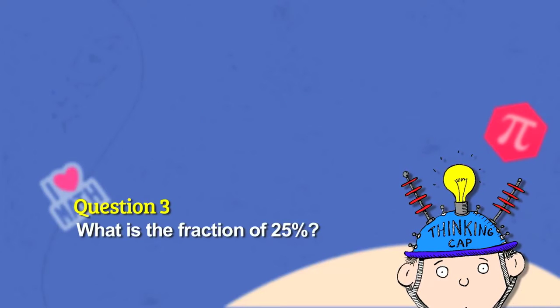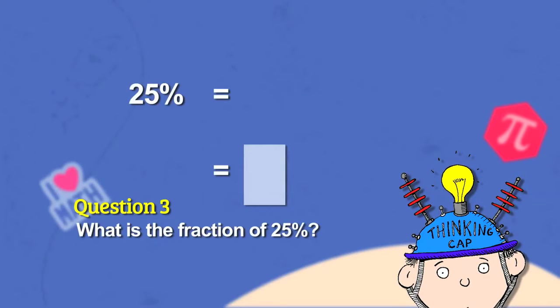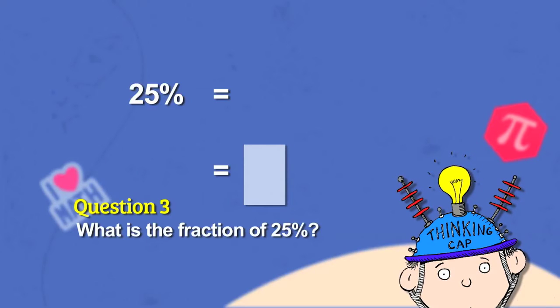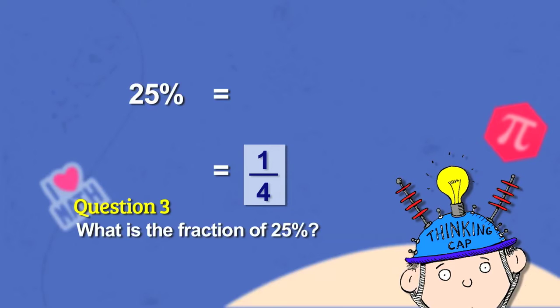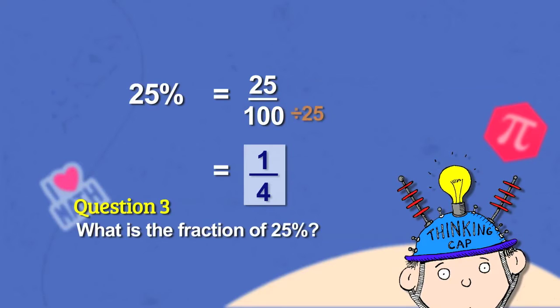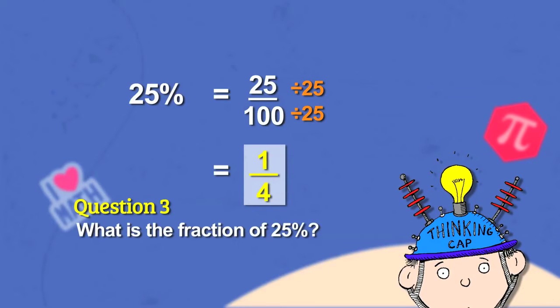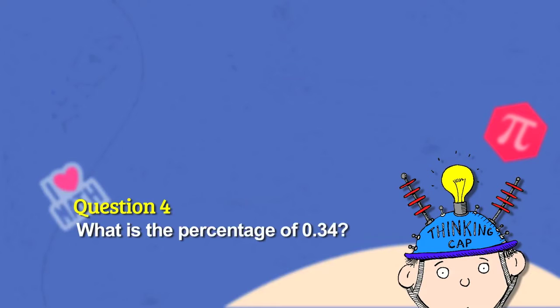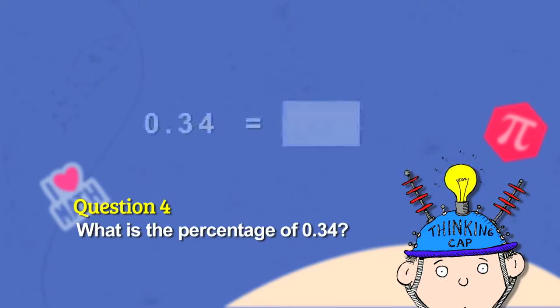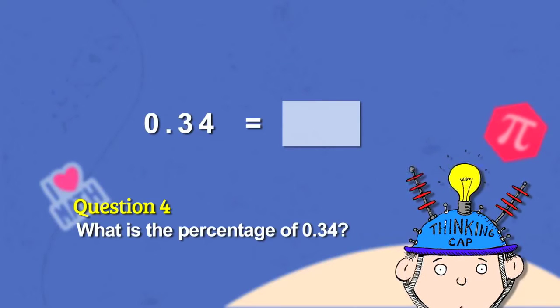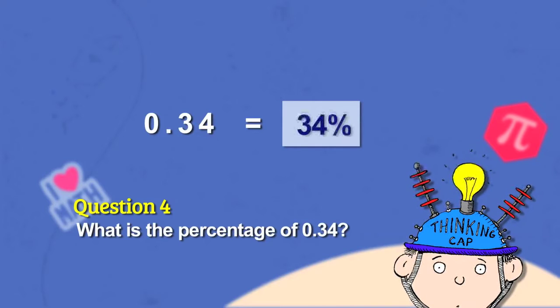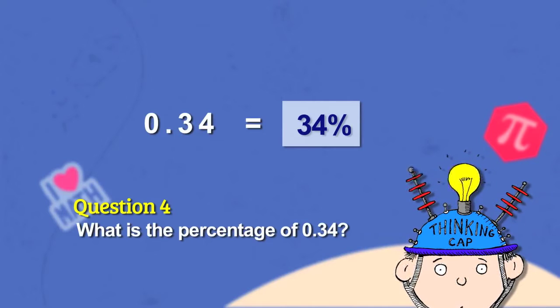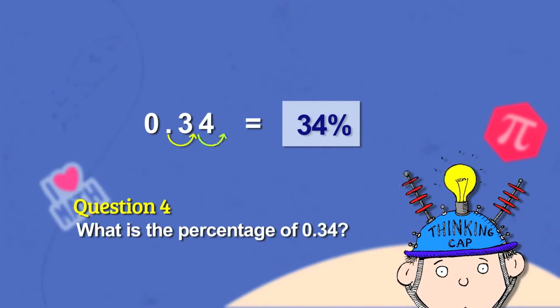Third question, what is the fraction of 25%? Correct, 1/4. We change 25% to 25 out of 100 and change it to simplest form. The answer is 1/4. Next question. What is the percentage of 0.34? Right, it's 34%. How do we get the answer? We move the decimal point 2 places to the right.